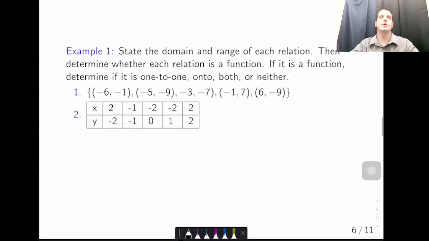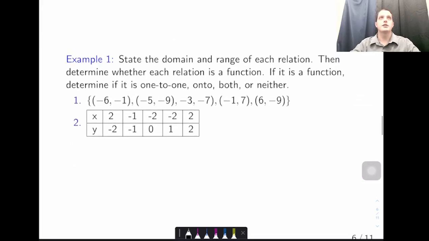All right, so example 1. State the domain and range of each relation. Then determine whether each relation is a function. If it is a function, determine if it is one-to-one, onto, both, or neither.